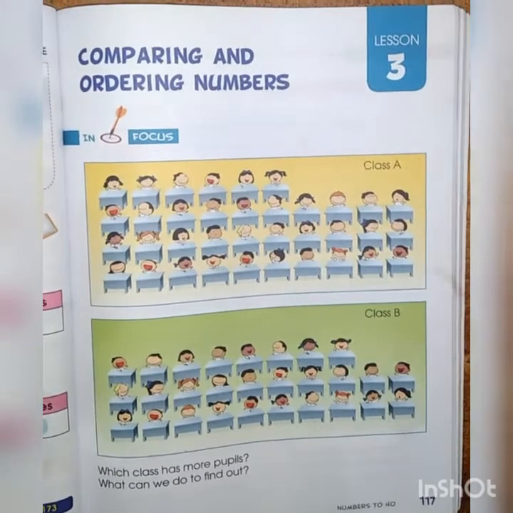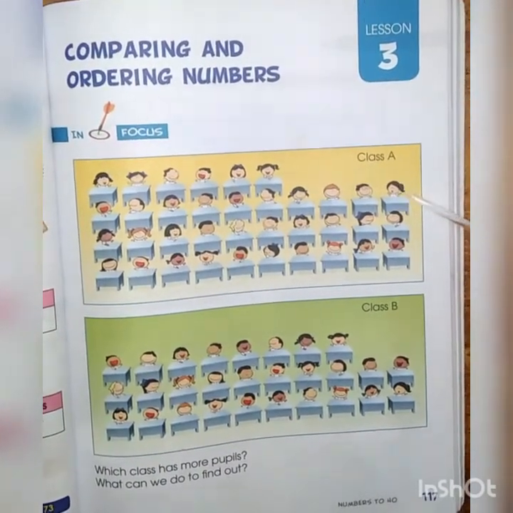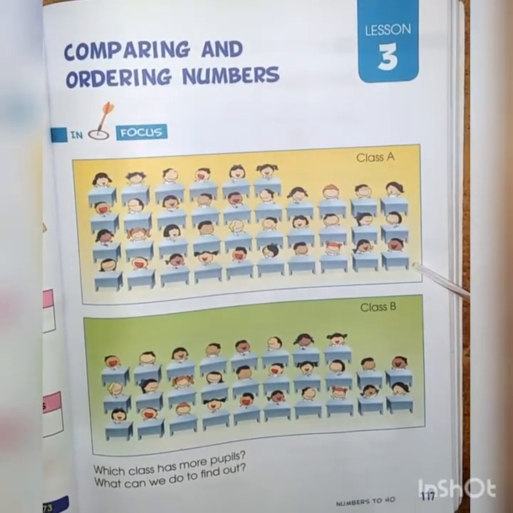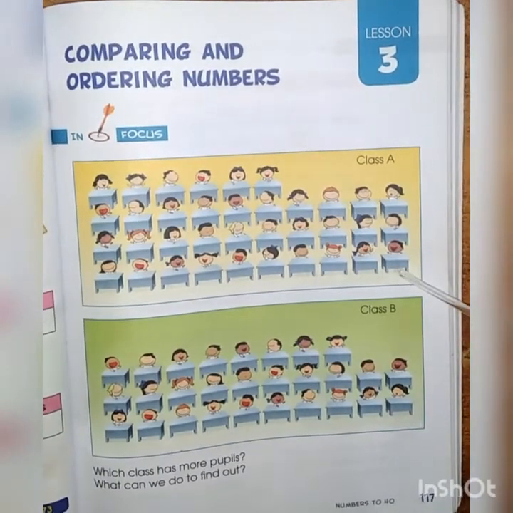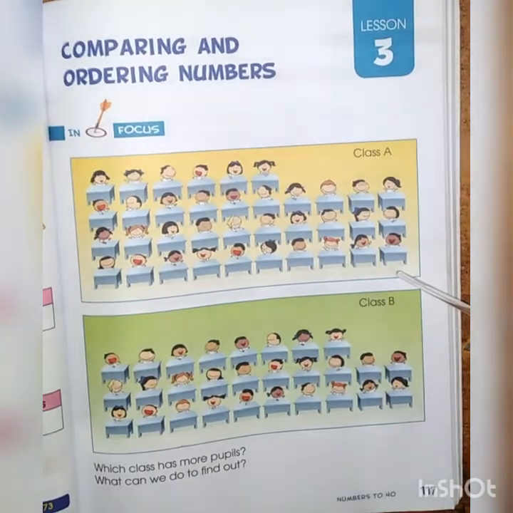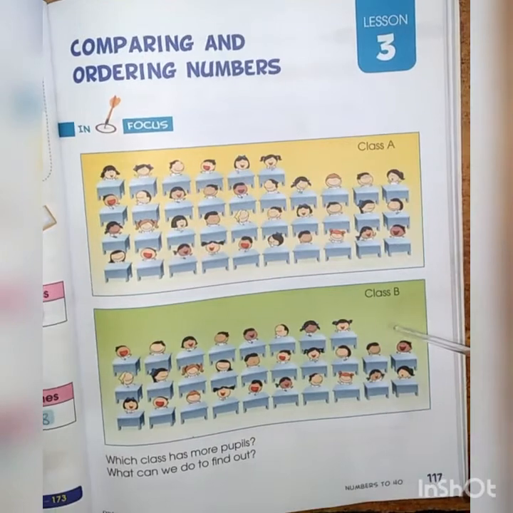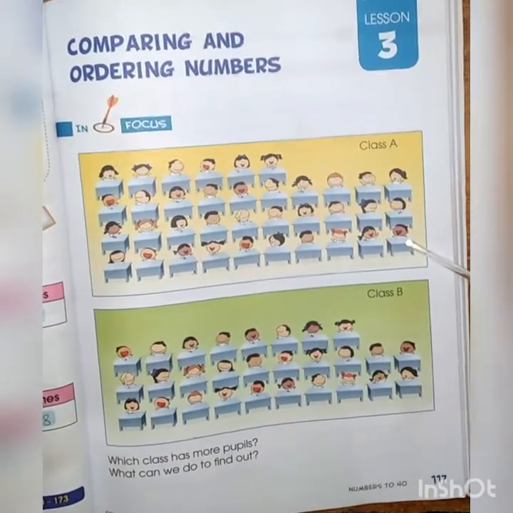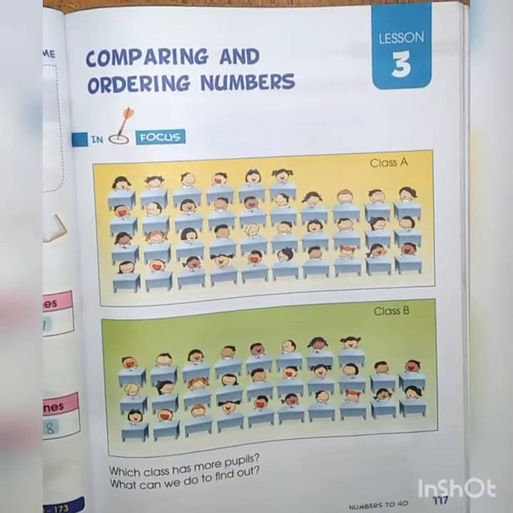Okay class, you can see here that there are two classes, class A and class B, and you can also see that there are many students in class A and also in class B, and they are sitting in a class. We have to know which class has more students, class A or class B. Okay, let's start from class A and start counting to know which class has more students.